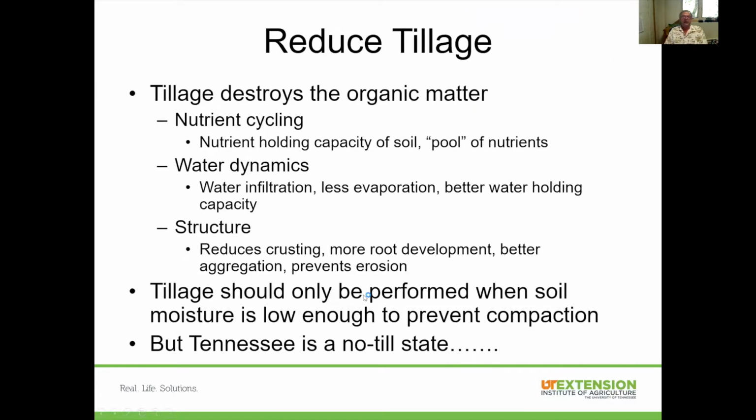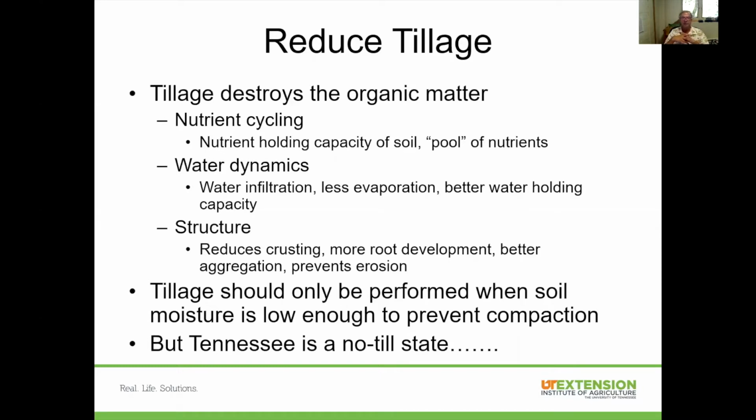So if we can reduce tillage and adopt no-till, we can do some great things in reducing the destruction of organic matter in our soil. Basically, when the soil is tilled, we're going to aerate that soil. The oxygen aerating the soil is actually going to stimulate the microbes to break down that organic matter and release it into the atmosphere as carbon dioxide.